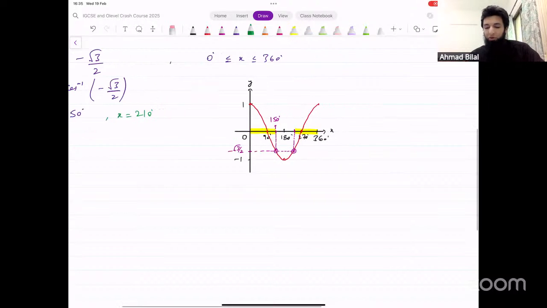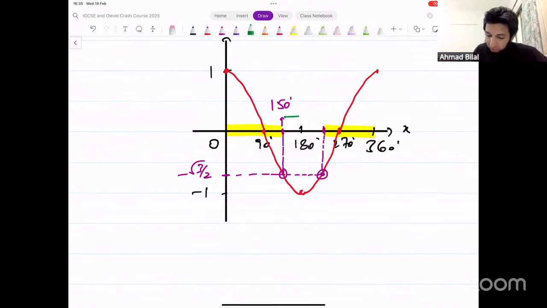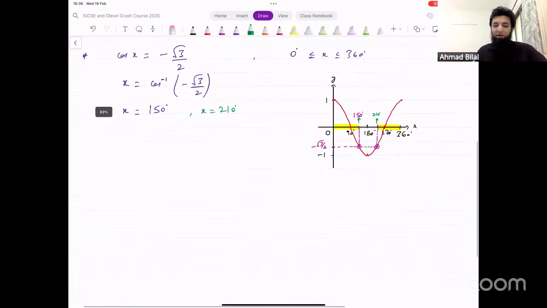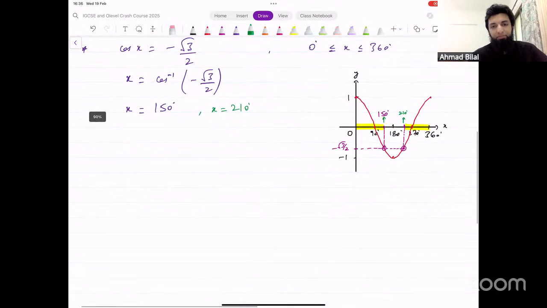Another way to use symmetry here could be, you could say, okay, 150 to 180, this is 30 degrees. So to the right of 180 as well, it should be 30. So 180 plus 30, that also gives you 210. So the other solution that you get here, again using the symmetry of the graph, is 210 degrees. So that's the other answer that you're getting, x equals 210. Is that all right? Any confusion here? Any question on this? Make sense?